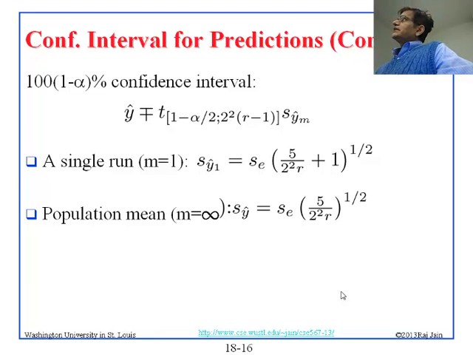Confidence interval works the same way, just with p values. And m is the number of observations that you will take in the future. If you just take one observation, you put m equal to 1. If you take infinite observations, you put m equal to infinity, and that term will go away.